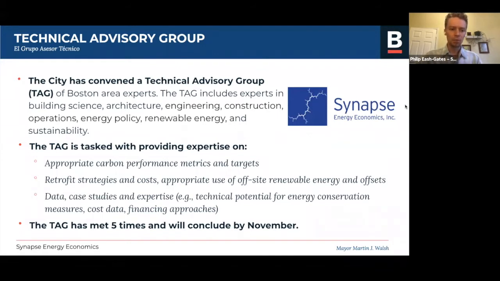The TAG, Technical Advisory Group, is providing expertise on a number of fronts, helping to advise as the city sets the carbon performance metrics and targets. We're also helping to develop retrofit strategies and identify the costs associated with them, and help the city think through what are appropriate ways that offsite renewable energy and offsets can be used to balance or reduce the emissions on-site associated in these buildings. And the TAG is also pulling together data and case studies spanning a range of topics that will help as the policy moves towards implementation.